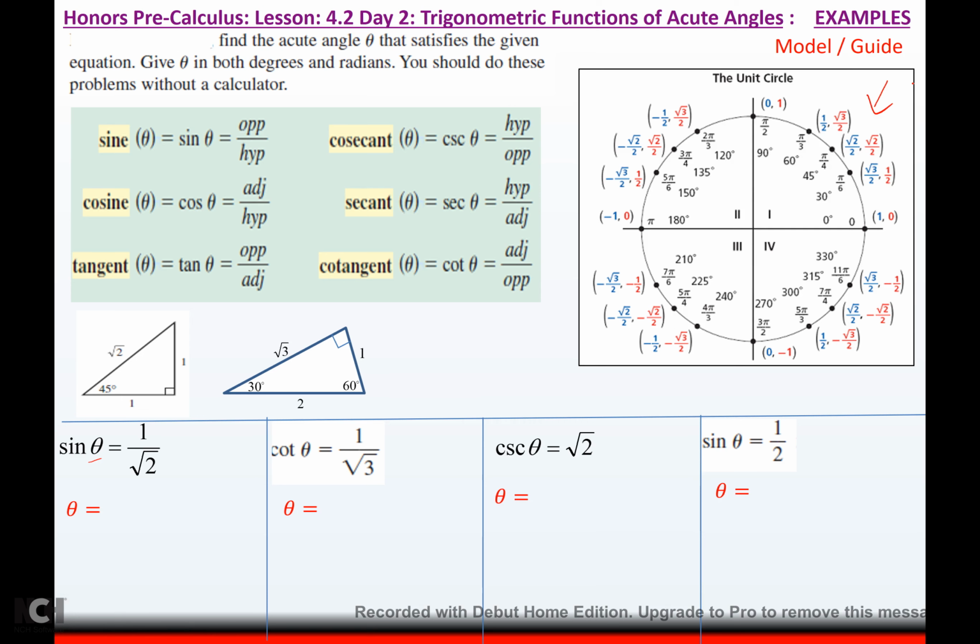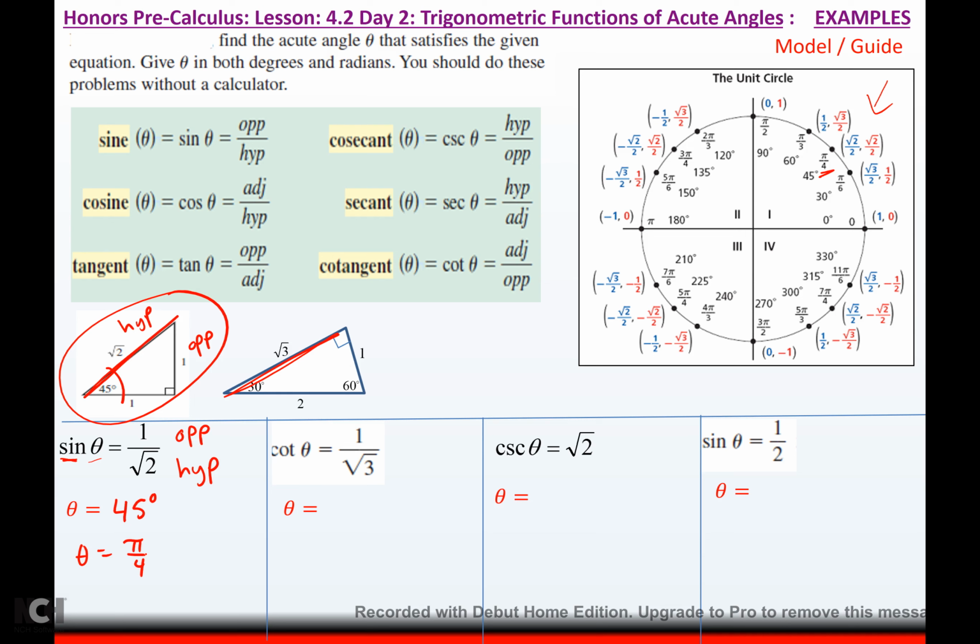I'm going to use the triangles. I know that sine is opposite over hypotenuse. So I'm looking for a side that's 1 and a hypotenuse that's the square root of 2. Well, the only one that has a hypotenuse of the square root of 2 is the 45, 45, 90. So this would be opposite. This would be hypotenuse. So theta equals 45 degrees. And in radians, that would be pi over 4.